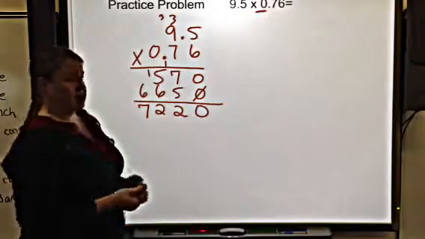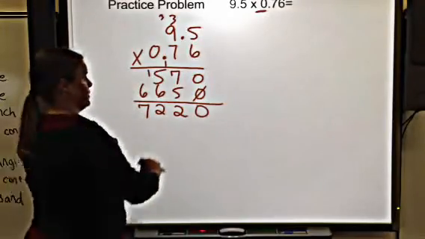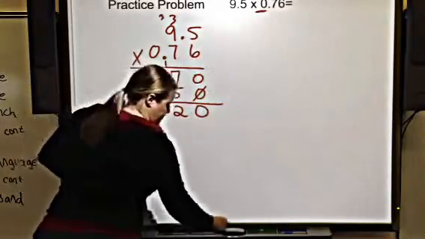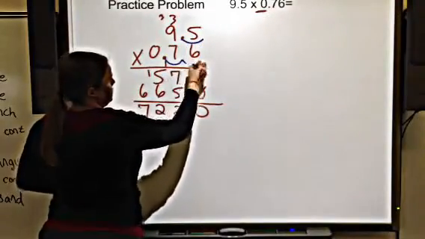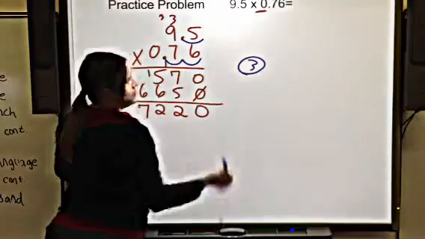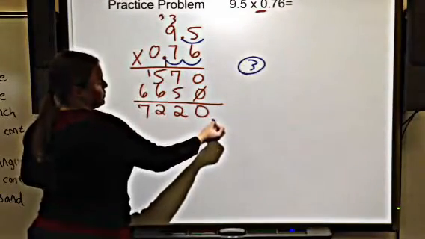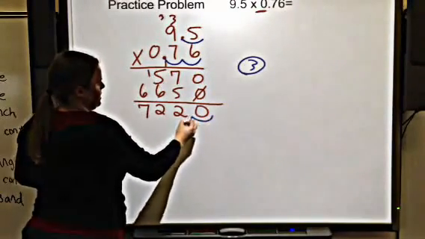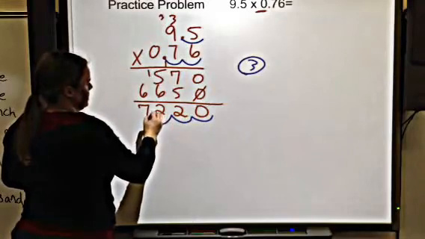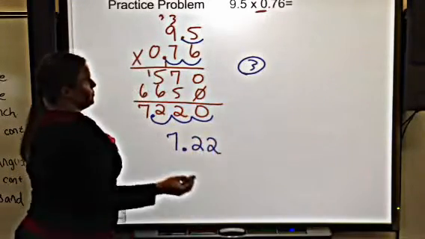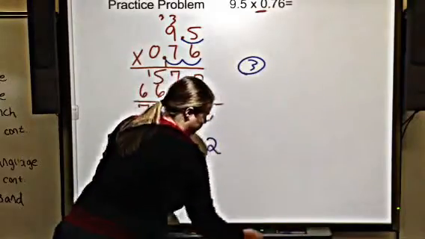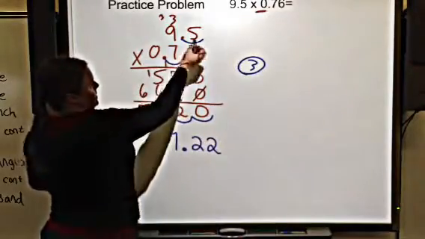So let's go back and check to see how many numbers I have after my decimal. So I have 1, 2, 3 total numbers after my decimal. So I go to the right-hand side, move it 1, 2, 3. So my final answer is 7.22.